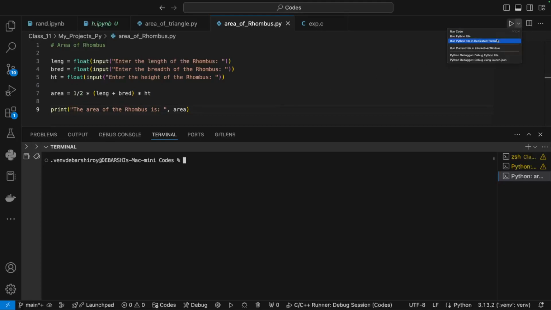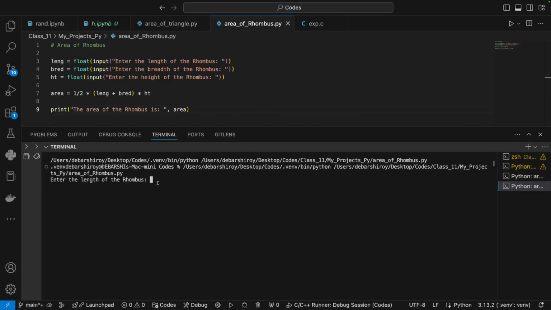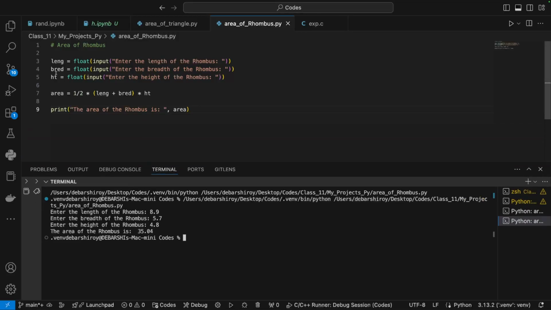You can run it. Enter the length of the rhombus. You can write 8.9, 5.7, 4.8, and the area of the rhombus is 35.04. Okay, I think it is clearer to you. Length, breadth, height taken as input. Float is the type conversion. Take input, calculate the area and print it.